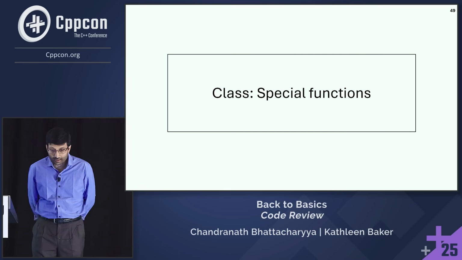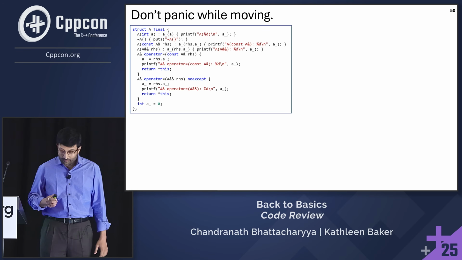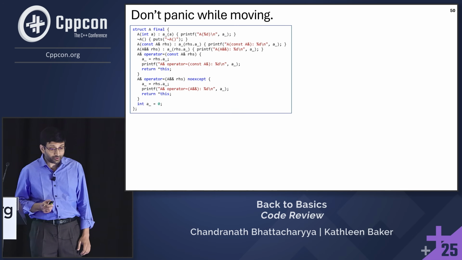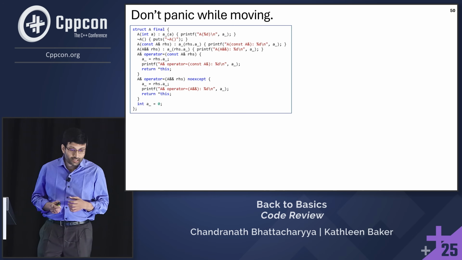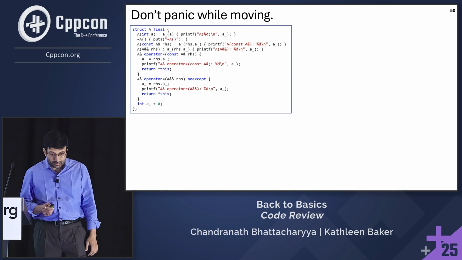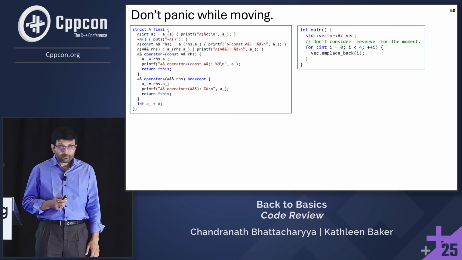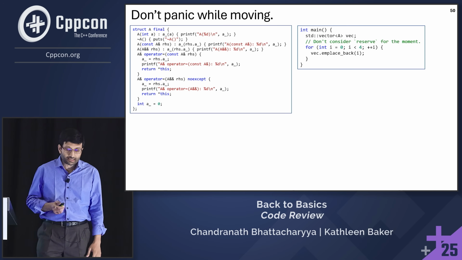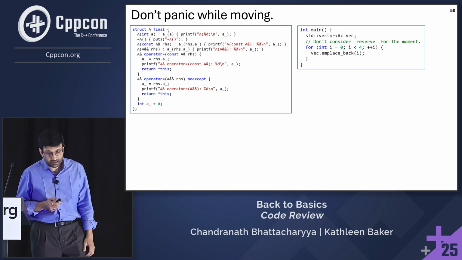Thank you, Kathleen. So in this section, we'll consider special functions of a class. Let's start with the first example. Don't panic while moving. For that, we again have our struct A, and let's see some code. So in main, we have a vector of type A, and then we are running a for loop 4 times, and emplacing back i 4 times.